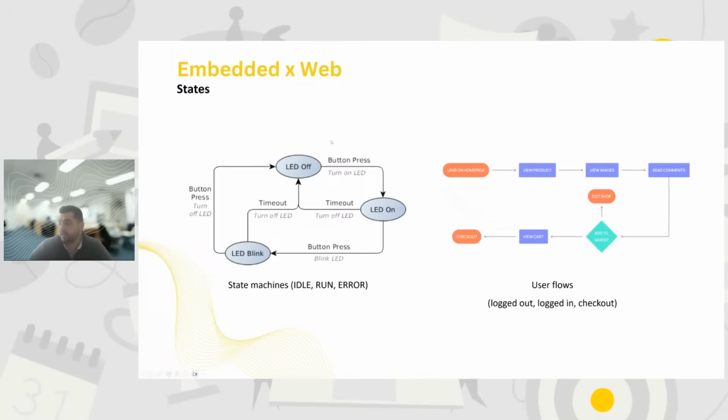We have a similar thing in the web, where we have, for example, land on the home page, view the product, view images, read documents. So there is some kind of state machine where you can switch between different stages and do some actions. For example, imagine I'm on the home page and I click on products, I will go to the view product page. Just like in embedded, the LED is blinking, I press the button and the LED turns off. So in this way, we have some similar things between embedded and web.